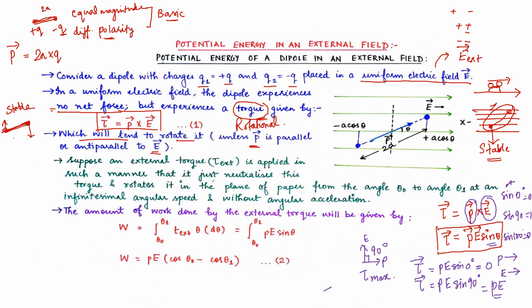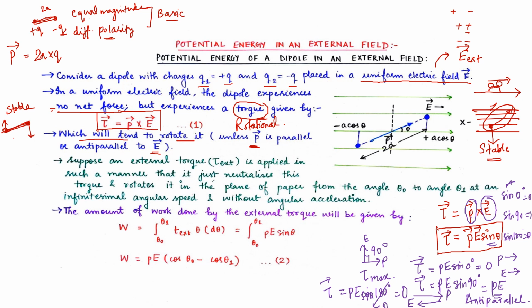Now we will see the third case. Tau equals PE sine 180 degree. Now sine 180 degree is again 0, and the answer we got is 0. What is the case? P and E are in opposite directions. That implies they are anti-parallel to each other. Though they are parallel, their directions are opposite to each other. In this case also, the torque will be zero.